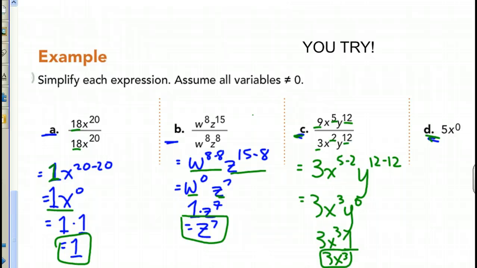All right, now D. This gives me 5x to the 0 power is 1, 5 times 1, so that answer is just going to give me 5. Hope you got those right.